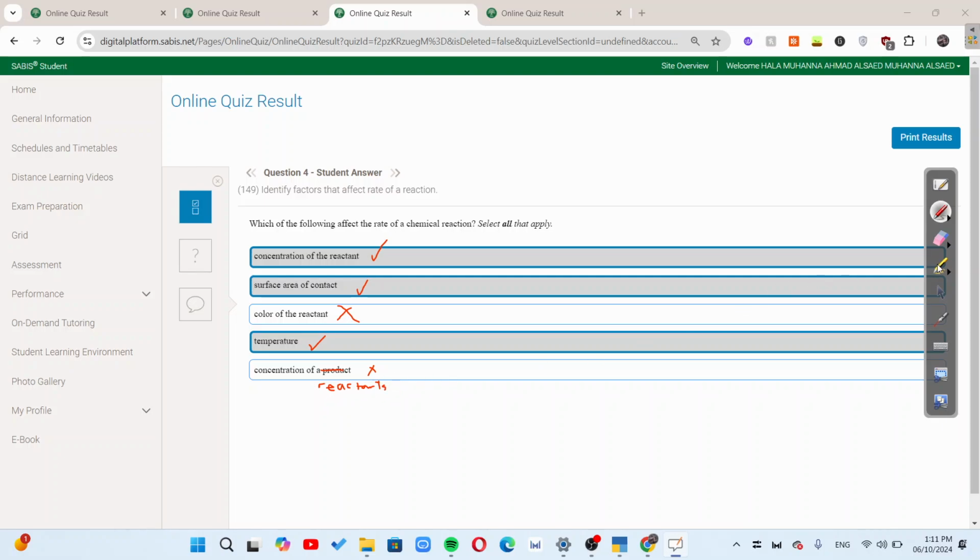See, it has to be of reactants. So that's it for this question. On to the next. Oops, sorry, no.